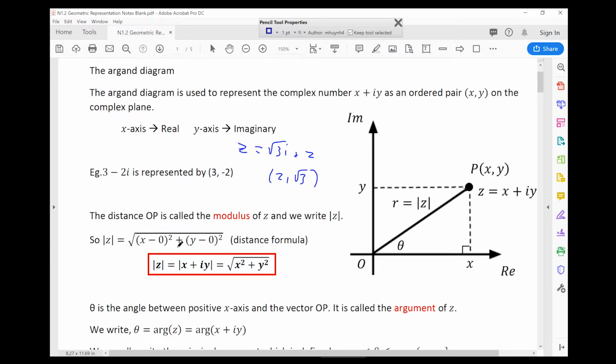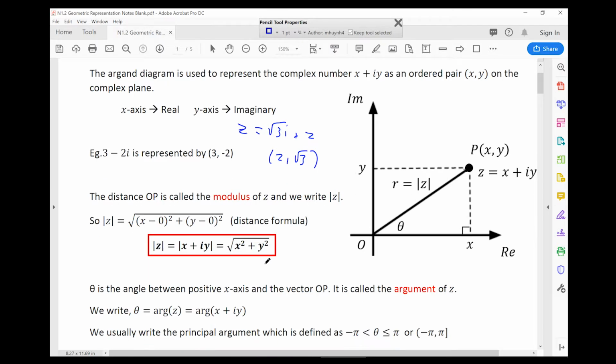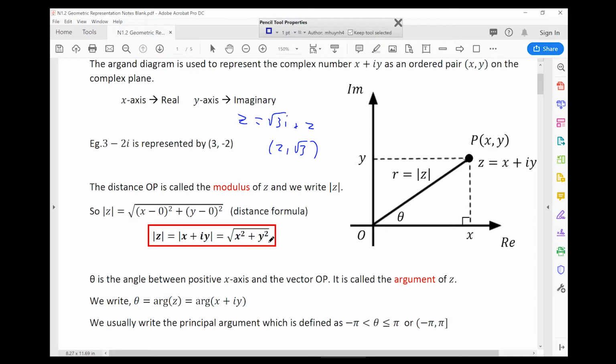If you ever have to find the modulus of a complex number, it's just the square root of the real bit x squared plus the imaginary bit y squared. The important thing is don't include the i when you write the imaginary bit. So it's just y squared, it's not like yi squared.